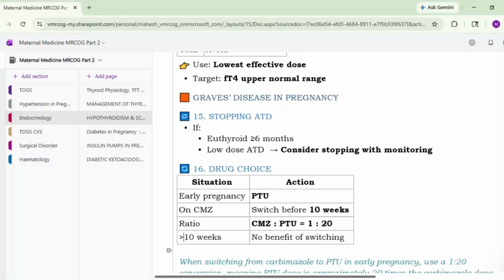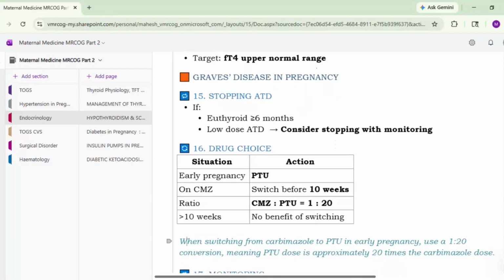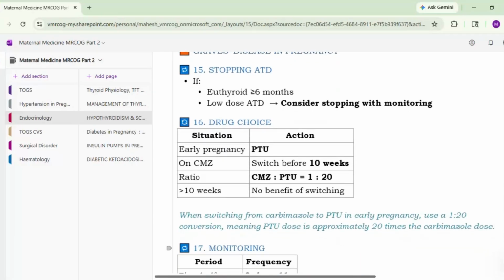Now, if she is pregnant, then what about stopping the antithyroid drugs? If she's euthyroid for more than 6 months and on a low dose of antithyroid, then we will stop but go for monitoring. Okay. Drug choice in early pregnancy is propylthiouracil. If on carbimazole, we will switch to PTU before 10 weeks.